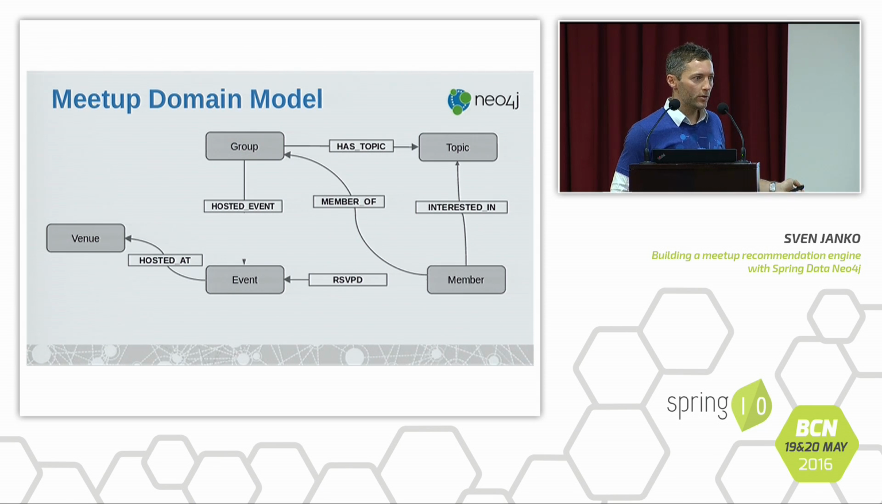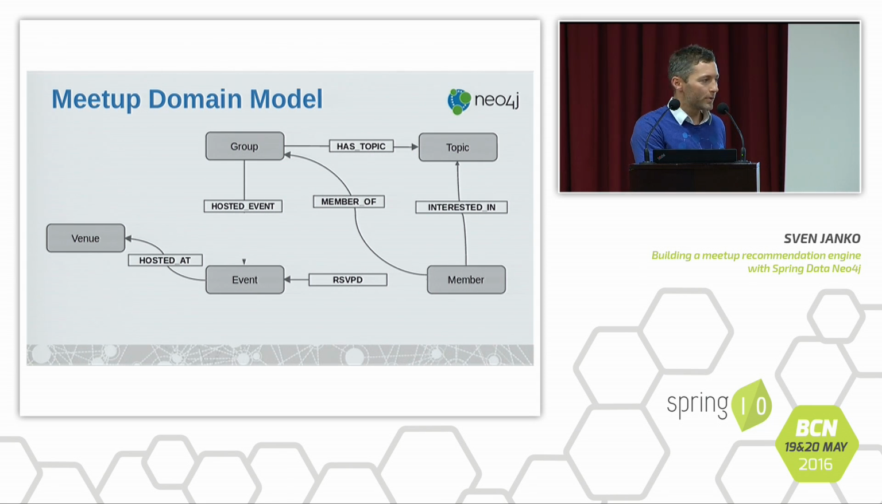Well, we have our nodes, an event, a member, topic, and group, and those nodes are then connected via the relationships. Here I'm missing some parts of the relationships. Sorry for that. It's not coming.